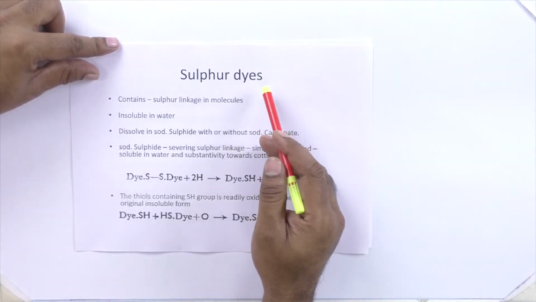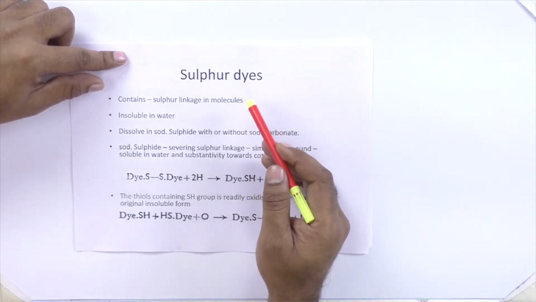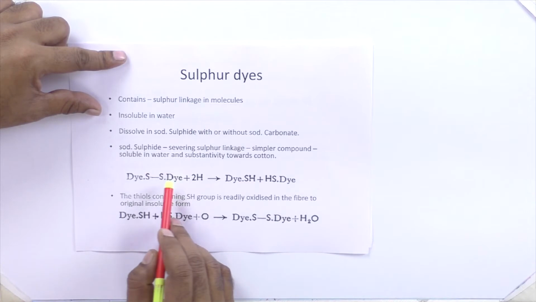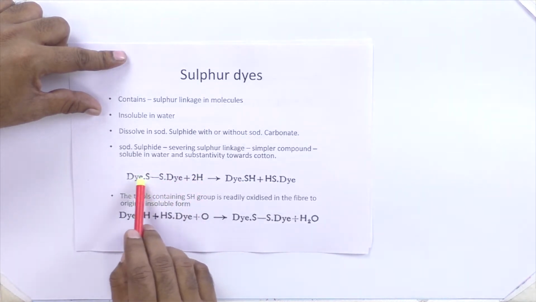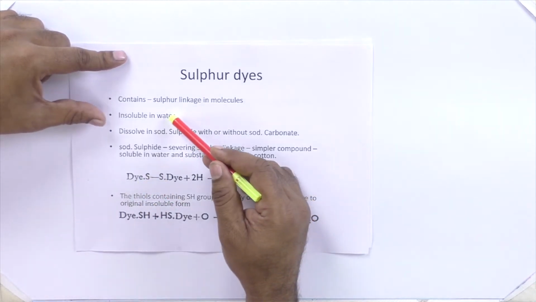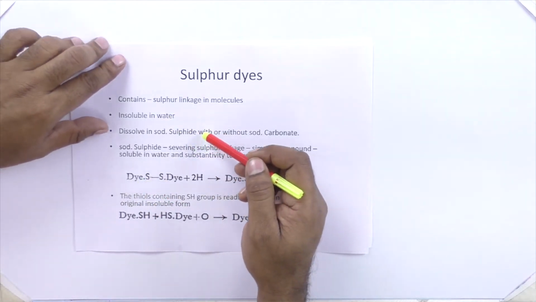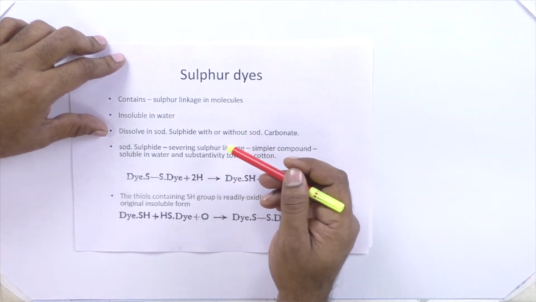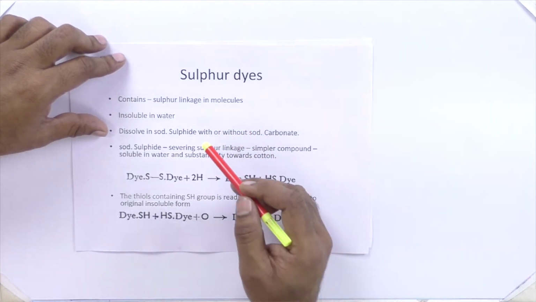Sulfur dyes also have very good substantivity towards cellulosic fibers. So it has a sulfur linkage. So you see, this is the wet dye: dye plus sulfur linkage. Again, it is insoluble in water. So you have to reduce the sulfur dye to have good substantivity towards cellulosic fibers.